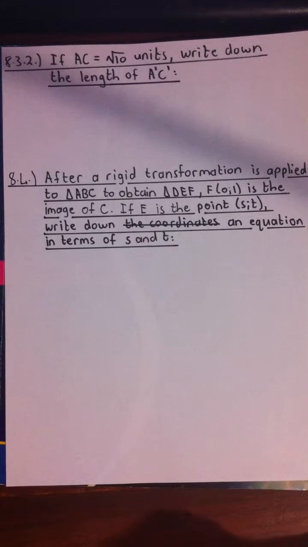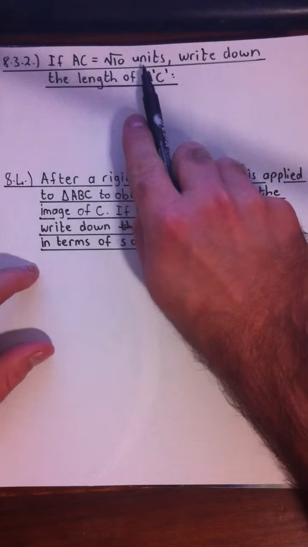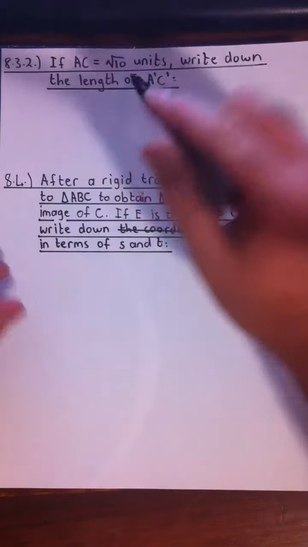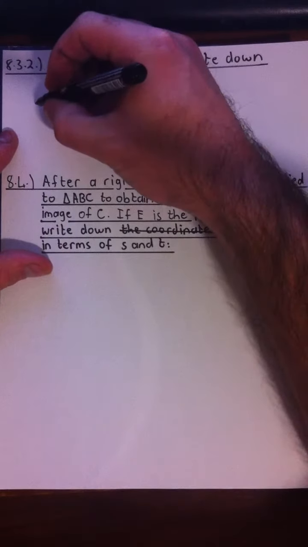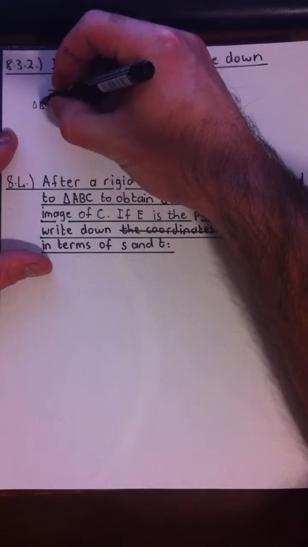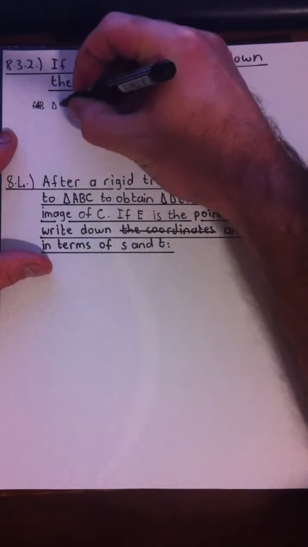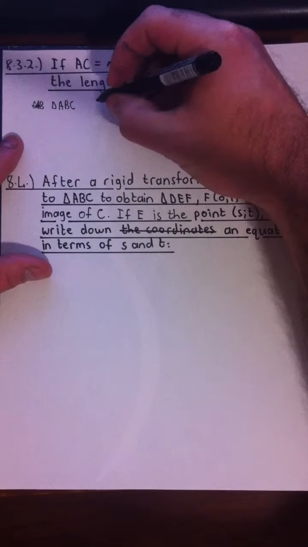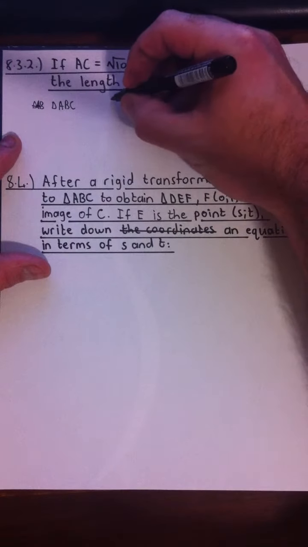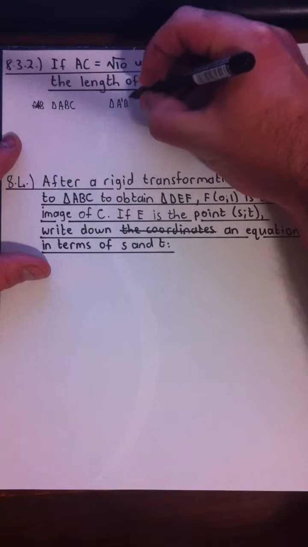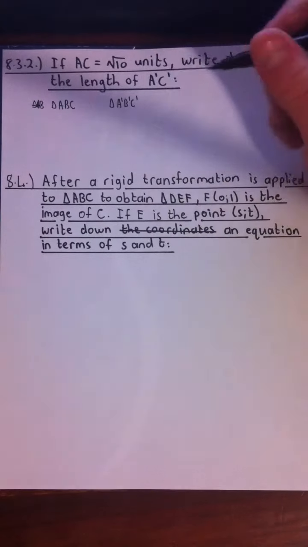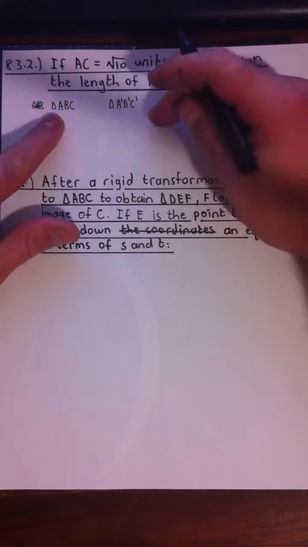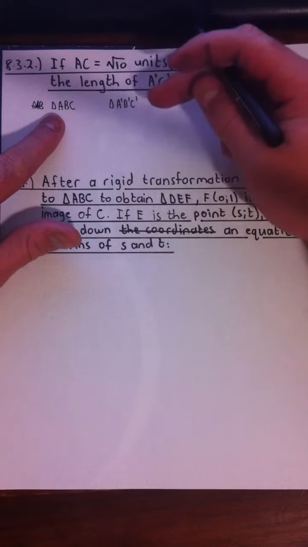8.3.2. If AC equals square root 10 units, which we saw in the picture, write down the length of A prime C prime. Okay, well AC is part of the original triangle, triangle ABC, that's the original triangle, and the new triangle is triangle A prime, B prime, C prime. And we said the factor of enlargement from here to here is 4. So 4 times the original one is equal to that one, right?